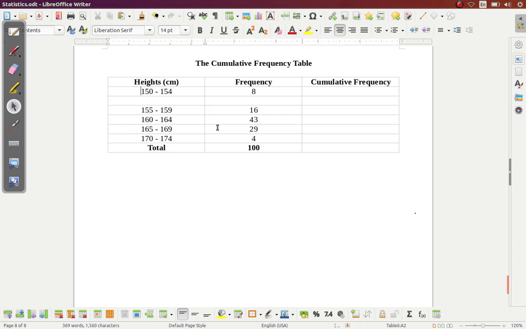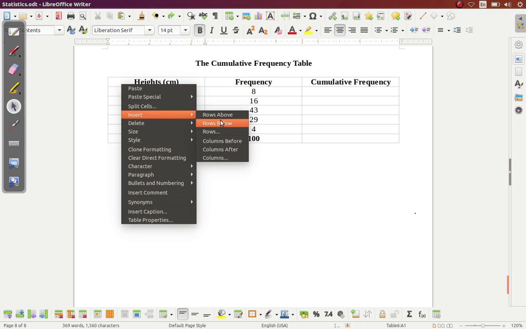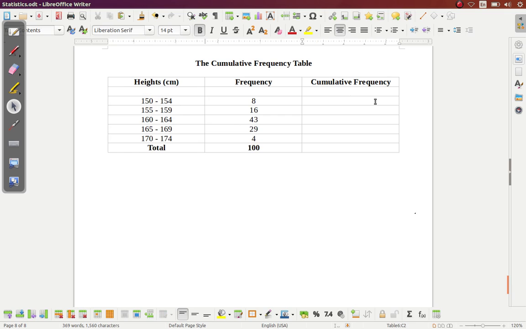All right. Now, for the purposes of this, what I'm going to do is insert a row right here. Insert row below. Oh, not like that. Insert row below. Ah, good. Now, the idea now is this. We have values from 150 to 154. What you're considering now is the smallest value you could have measured, the smallest height you could have measured before rounding it up to 150, is 149.5.